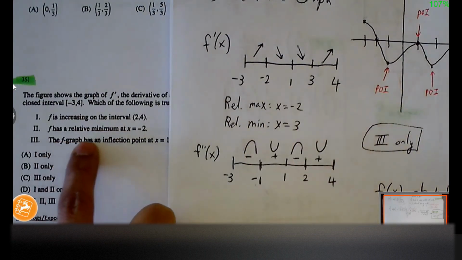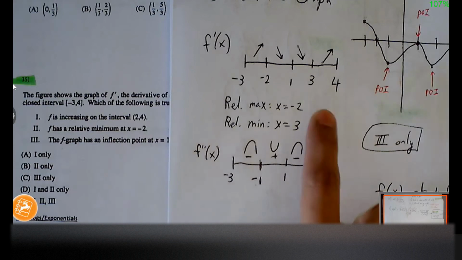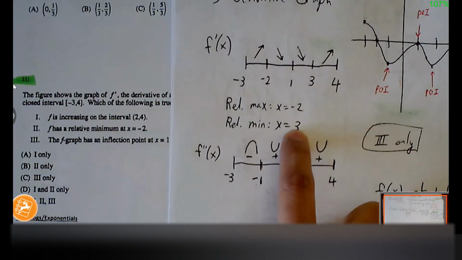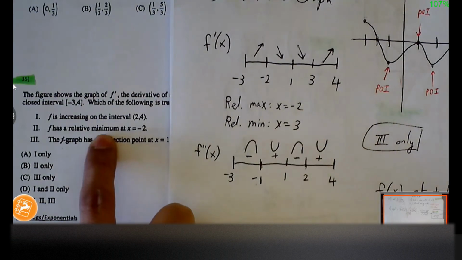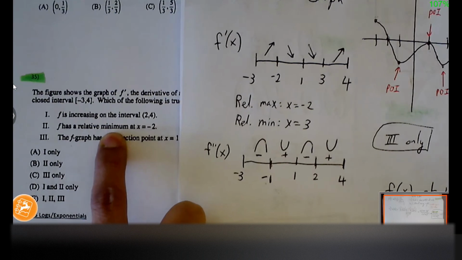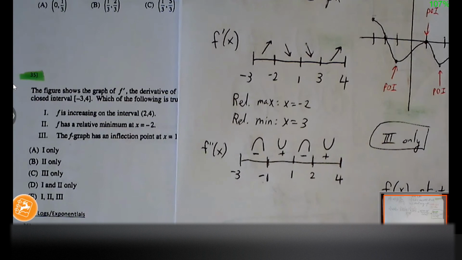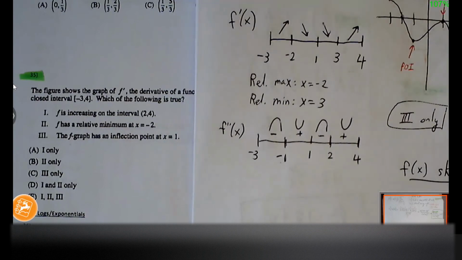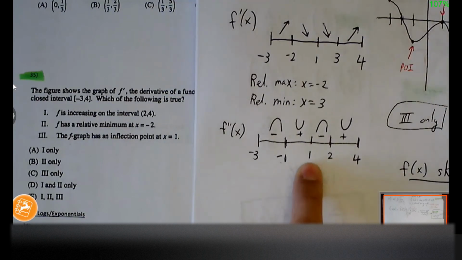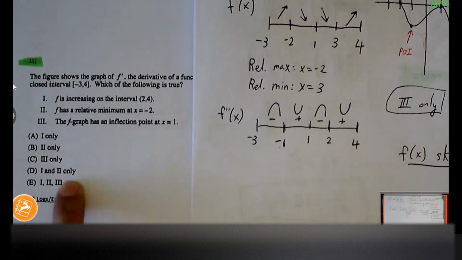Choice 2, relative min at -2. Well, we know there's a relative max at -2, a relative min at 3, so that's not matching with what we know to be true. And the third statement, our function has an inflection point at 1. That is true. We found an inflection point at 1. So our answer choice is C, right? C only, 3 only.